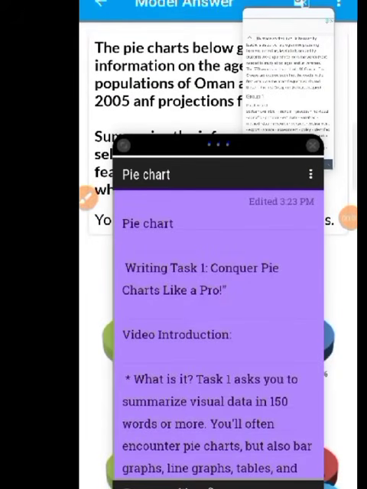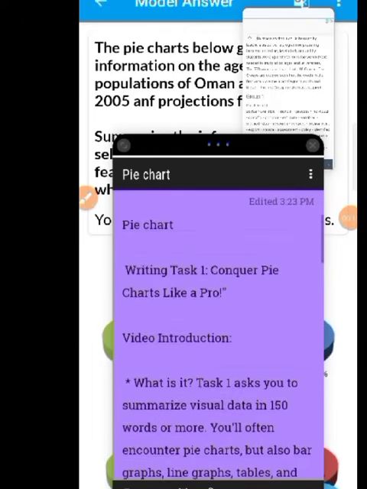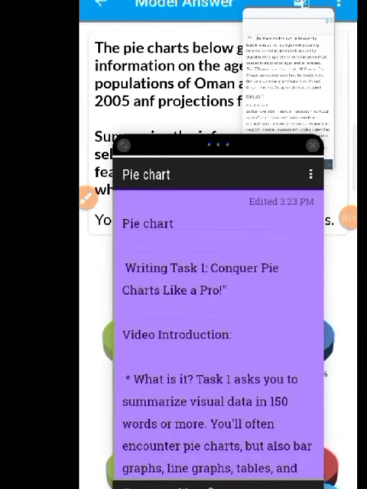So let's start. First of all, what is a pie chart? As we have discussed before, a pie chart is a visual chart and you have to write it in 150 words. So let's conquer pie chart like a pro.